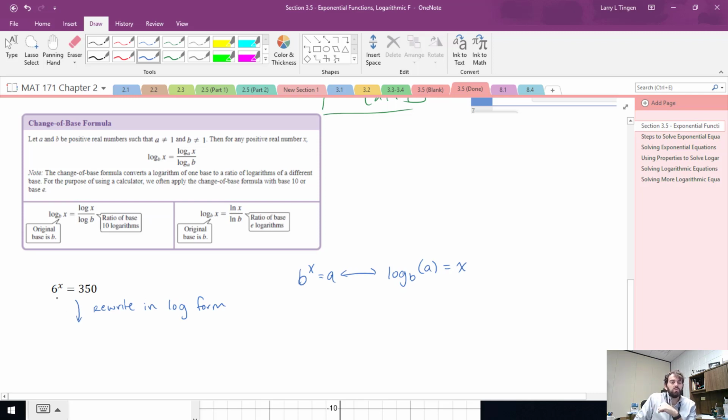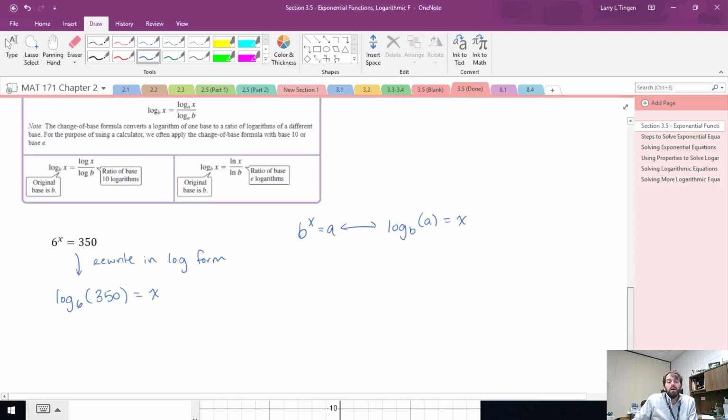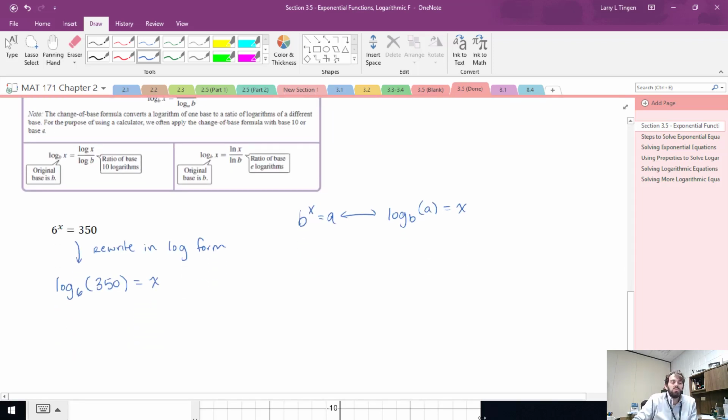So that means I can swap out 6 to the x is equal to 350 as log base 6 of, and then what is it? A is the 350, equals x. Now, your calculator cannot do this problem either, because unless you have an advanced calculator that does different bases, the calculator only has the common log and the natural log. So I can't solve this directly.